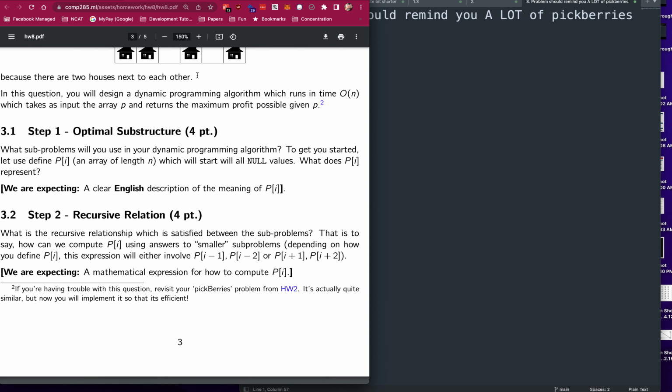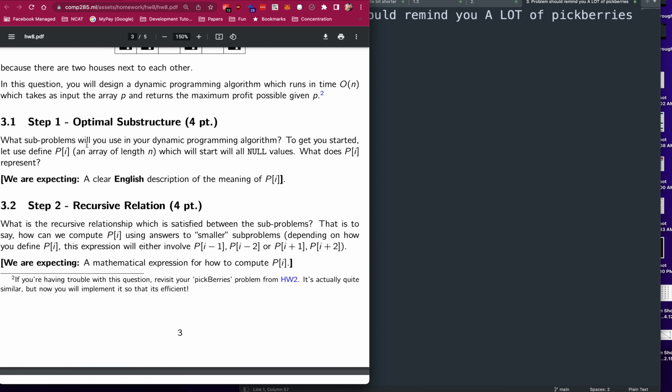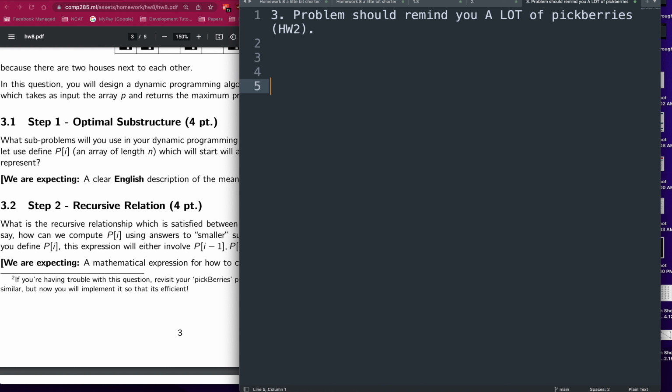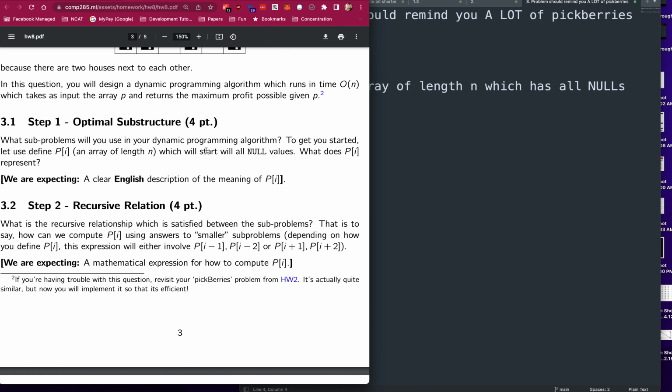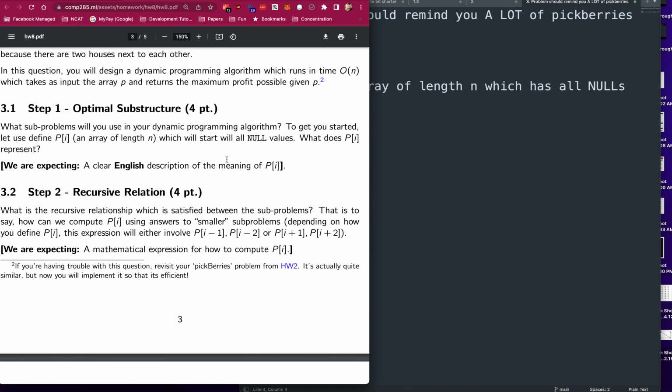But now we're gonna solve this using dynamic programming instead of recursion without memoization, right? So step 1 is optimal substructure. What subproblems will you use in this dynamic programming algorithm? Okay, to get you started, let's define P[i] as an array of length n, okay, which has all nulls to start out with. So you're going to have an array P that's going to be your answers. It's the same length as your input. Everything is going to be null.